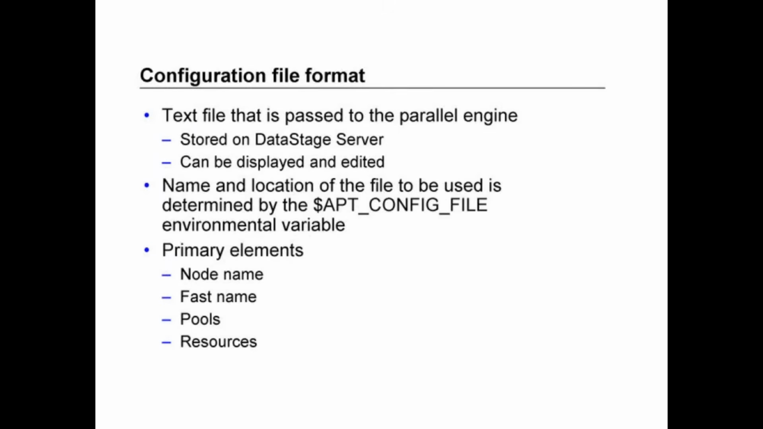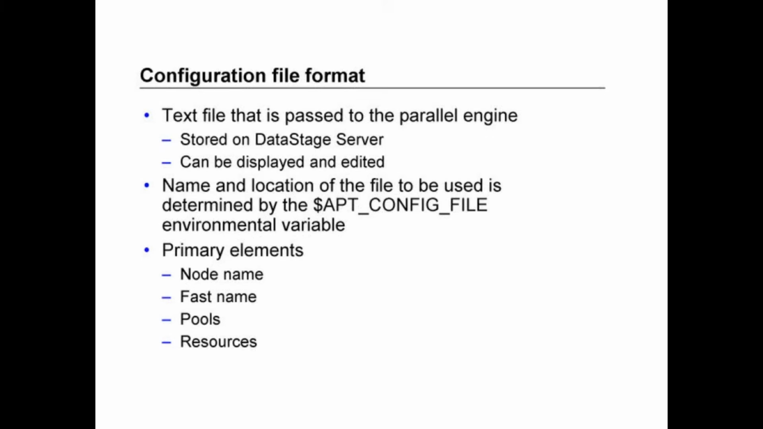The configuration file is simply like a text file. So it simply needs the information to be typed in. It's a simple text file with the extension of .apt. It is stored on the Datastage server, and we can edit it. We can edit it in the Datastage Designer itself. We can create new files or edit the already existing files. Now, by default, when we install Datastage, a default configuration file is defined. That configuration file is called default.apt.